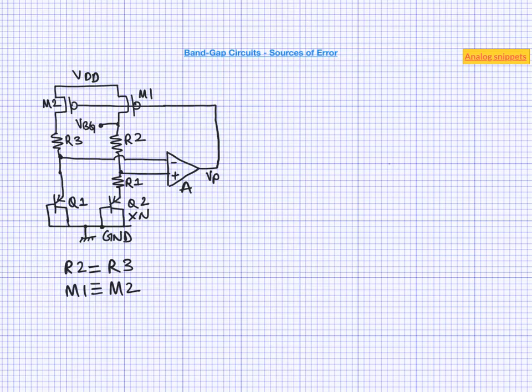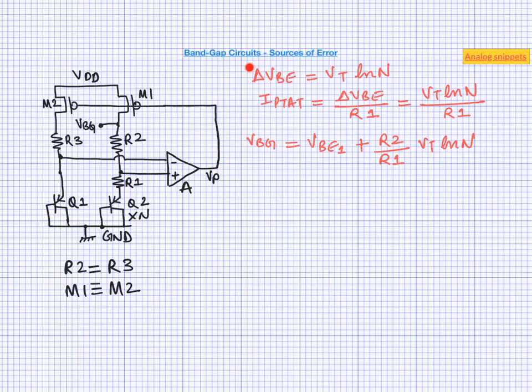So let's write down some equations. Delta VBE is Vt ln n, where Vt is kT over q, and it's a very accurate PTAT voltage. Current in these two branches is also PTAT, and it's basically delta VBE over R1. And finally, the bandgap voltage is simply the sum of the CTAT voltage, which is VBE1, and the voltage drop across this resistor, which is a PTAT voltage. So during design, we adjust R1 and R2 in such a way that the CTAT and PTAT slopes cancel out and we get a temperature independent voltage.